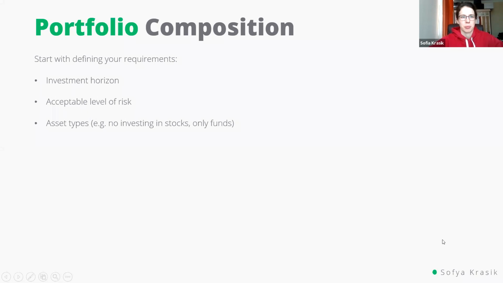So portfolio composition is a complicated question, but in general, you definitely need to start by defining your main requirements. First, you need to define your investment horizon. For example, if you know that you're going to buy an apartment in 2 years, you need to probably choose a shorter investment horizon, shorter investment instruments. Also define your own acceptable level of risk, because as you remember, in general, the higher the return, the higher usually the risk. And the asset types.